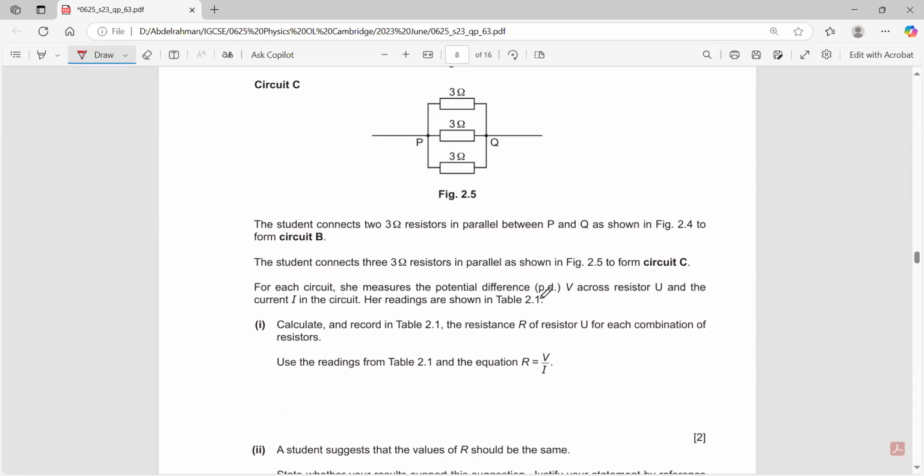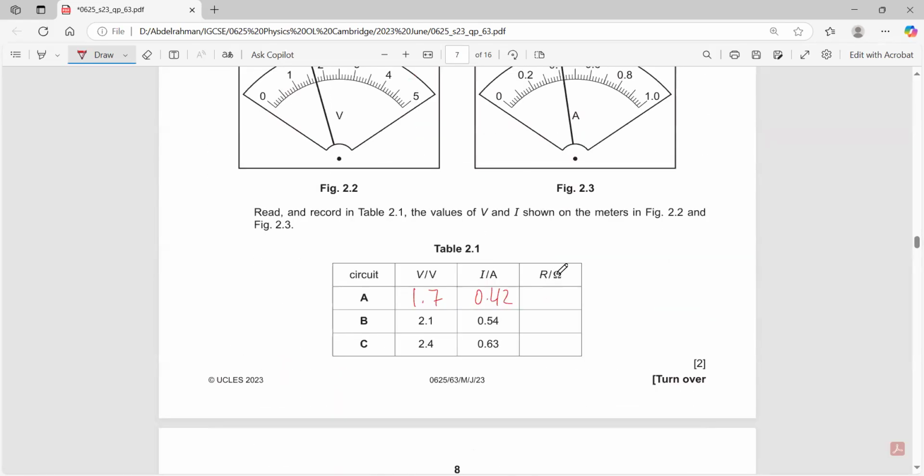Can I find the resistance for each of these combinations? Yes, I can find the resistance. R equals V over I, so 1.7 divided by 0.42. Okay, and she repeats the experiment. So for the first resistance, it would be 4.05. And then 2.1 divided by 0.54. This is 3.89. And the last one, 2.4 divided by 0.63. 3.81.